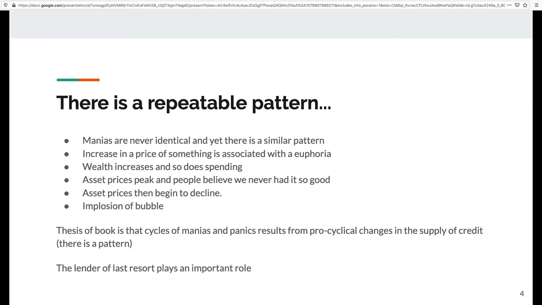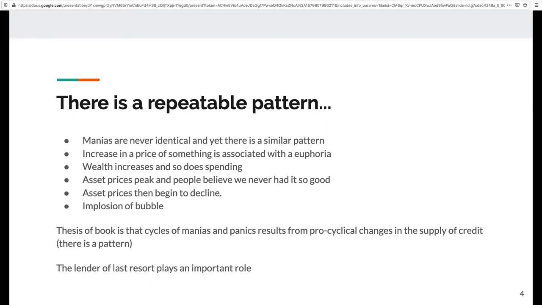And really what you get from chapters 1 through 4, and the whole point of the book, is that history repeats itself. There is a repeatable pattern that the authors of the book identify for us, that although each mania isn't identical to the other, there is a pattern. And again, what's happening here, step by step, is that there's an increase in the price of some sort of asset because of this euphoria that exists.